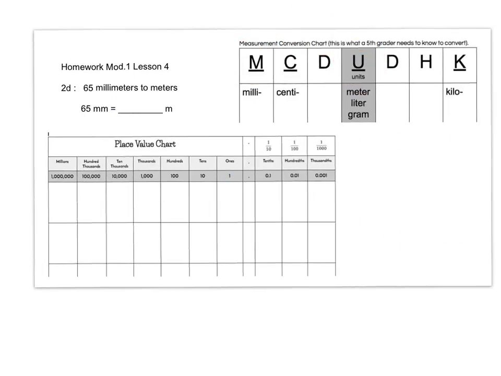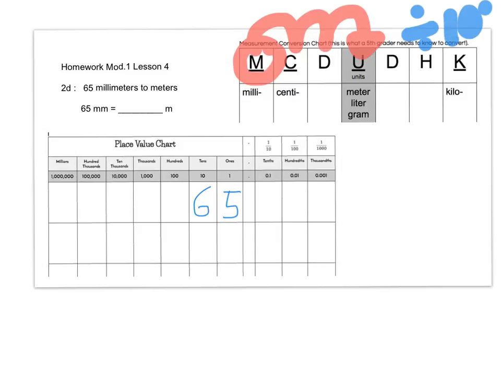Moving on to problem 2D, D as a dog, we have 65 millimeters, and we want to convert it to meters. So first we're going to write our number 65 on the place value chart because it's 65 millimeters. Think of 65 dimes stacked on top of each other. And then we're going to see how many meters that is, or how tall that goes up on a kindergartner or a meter stick. So if we take our millimeters and we go down to convert it to a meter, we're going to the right 3 columns, which means that we are dividing by 1,000.